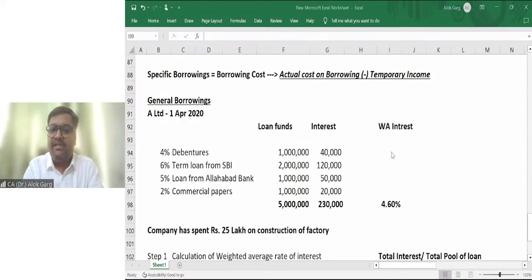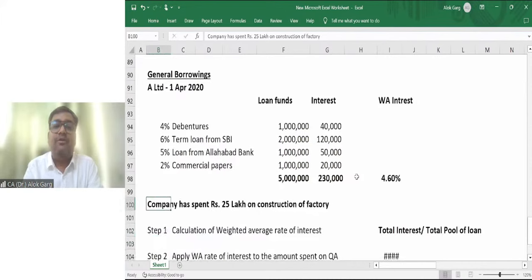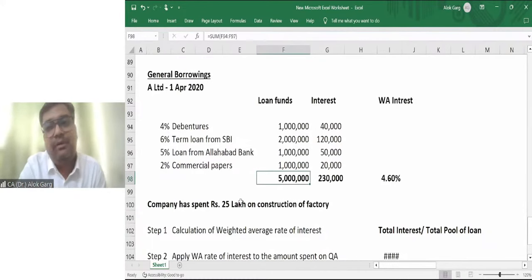Now, how to compute the capitalization rate, and how to compute the borrowing cost on those various projects, because those projects have started at different times and will complete in different time frames as well. Okay. The company has spent rupees 25 lakh on construction of a factory. So out of this 50 lakh, the company has only spent 25 lakh. So of course, you need to compute your borrowing cost only on this 25 lakh.